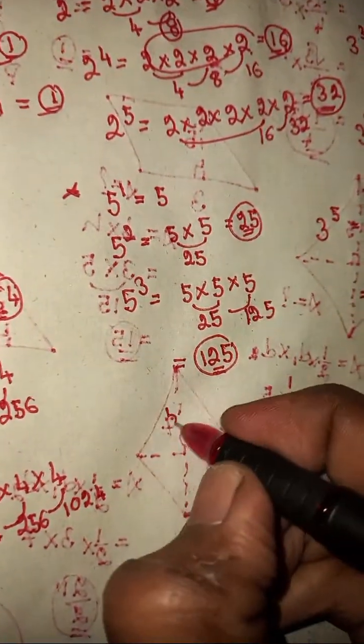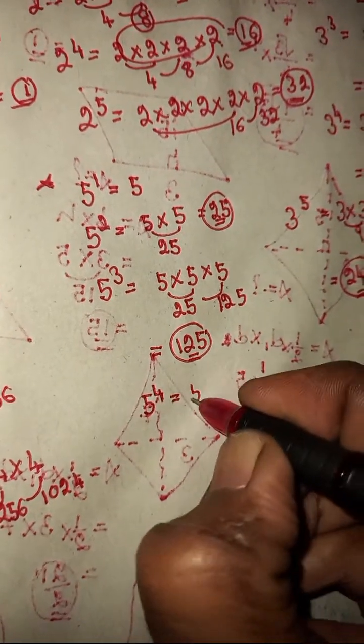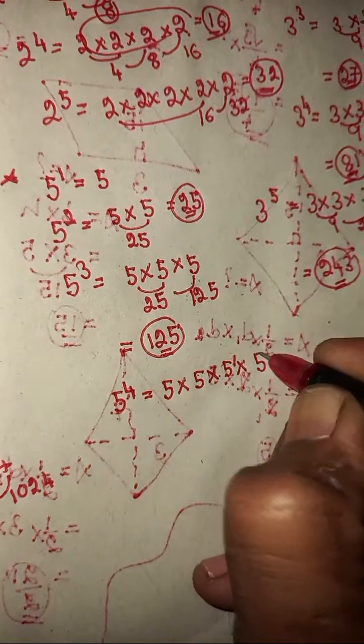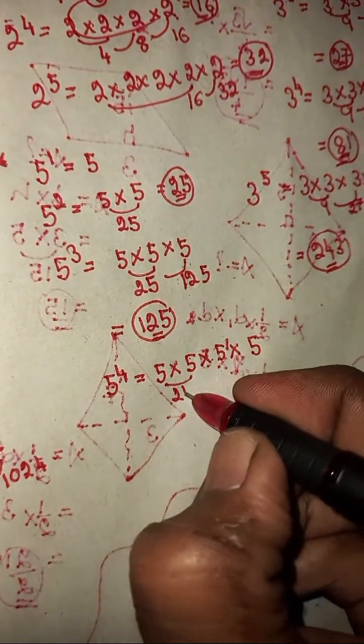And 5 power of 4, which is 5 times 5 times 5 times 5. Now 5 times 5 is 25.